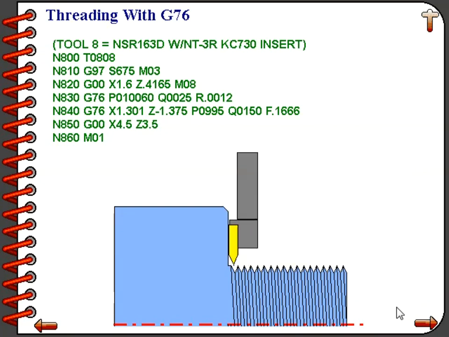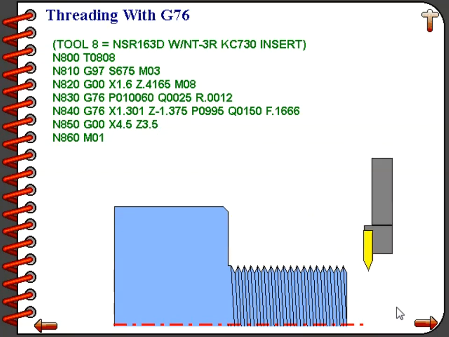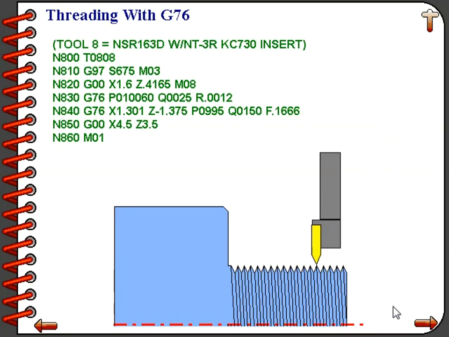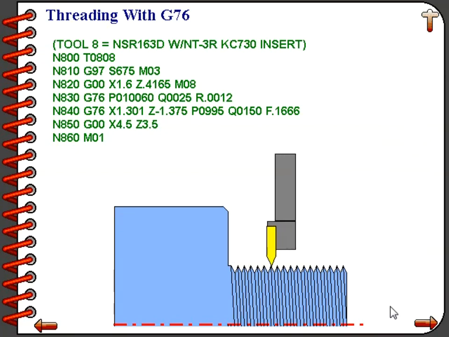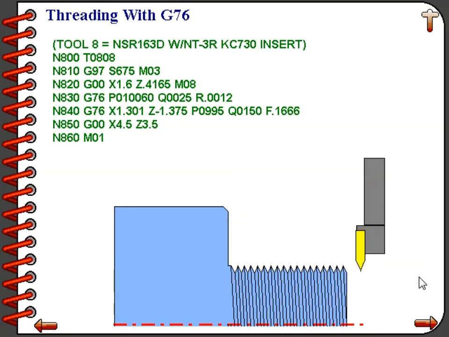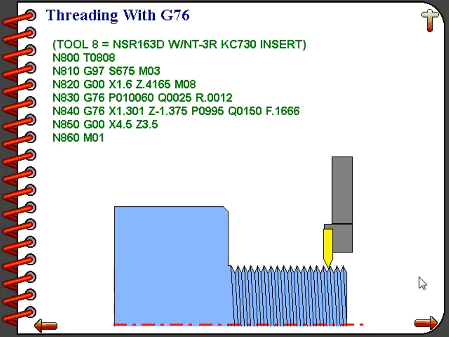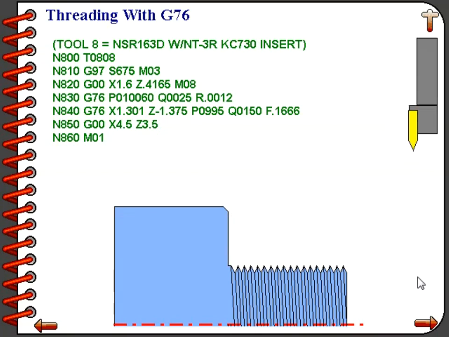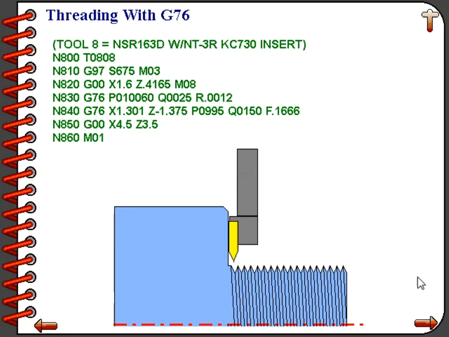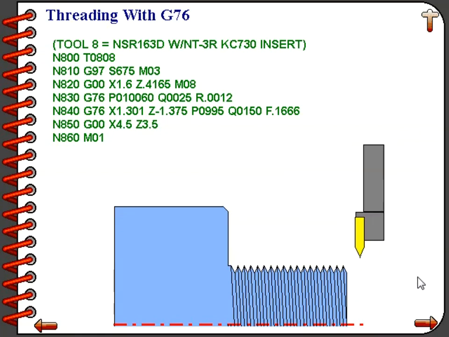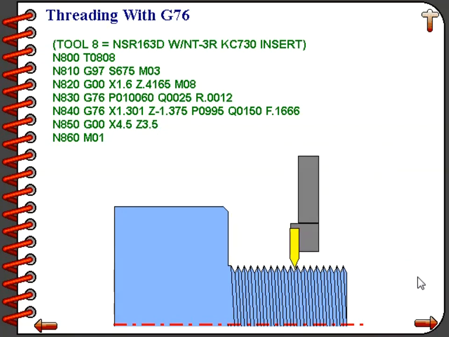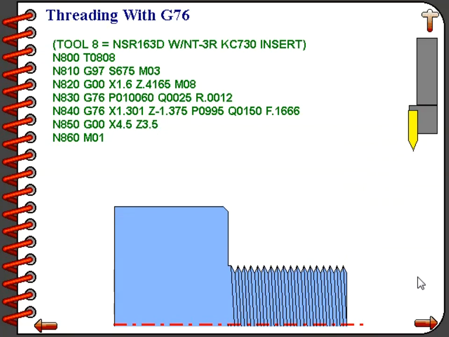And we're turning the spindle on in forward rotation with the M03 command. Line number 820 rapids the tool into position for our convenient starting position. The X value, 1.6, is 100 thousandths larger in diameter than our major diameter of this thread. The Z, 0.4165, was calculated by taking 2.5 times the pitch for our acceleration distance. That's how far we want to be away from the front of the part. And finally, the coolant is turned on with the M08 command.